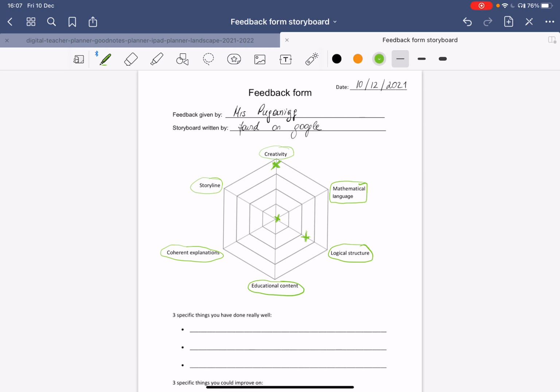Okay. Educational content. Yes, there was educational content. It was a moral content that was described here, but it was not mathematical. So I'm going to probably give it a point right here.